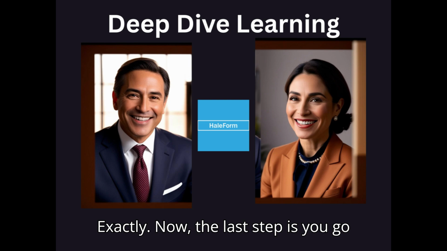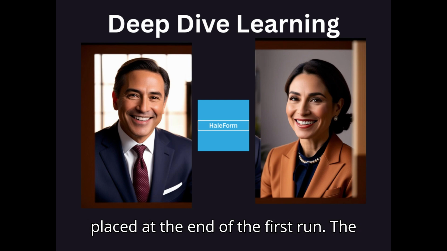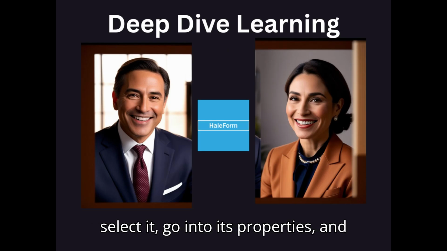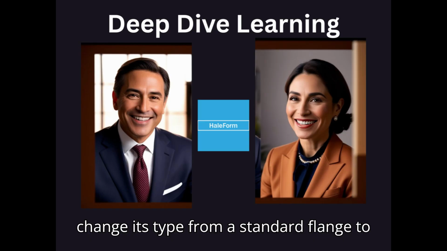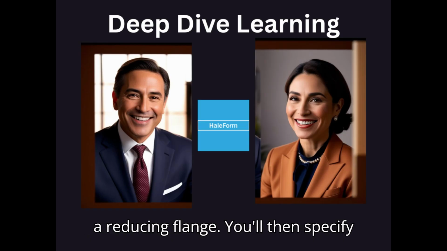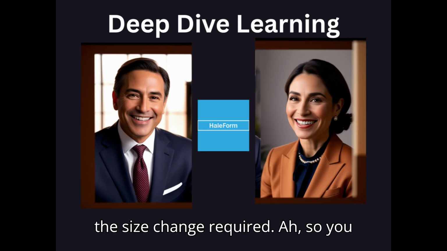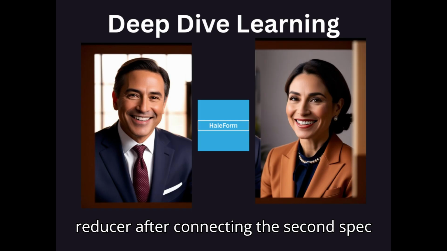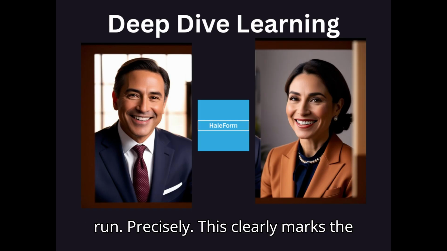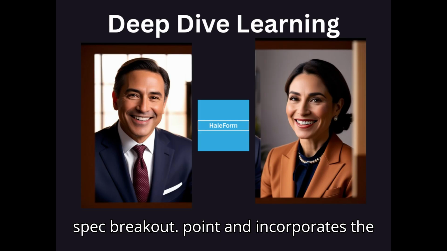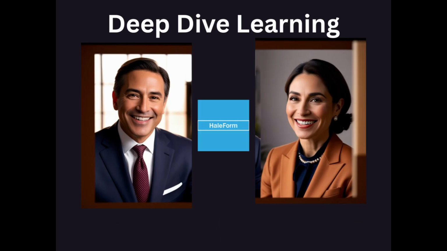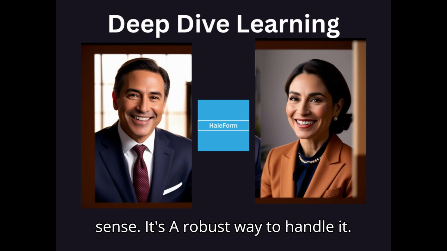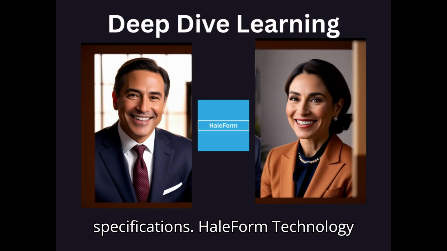Exactly. Now, the last step is you go back and select the original flange you placed at the end of the first run. The one connecting the 2 runs. Yes. You select it, go into its properties, and change its type from a standard flange to a reducing flange. You'll then specify the size change required. So you convert the standard flange into the reducer after connecting the second spec run. Precisely. This clearly marks the spec breakpoint and incorporates the size reduction all in one fitting, maintaining the connection between the 2 specifications. That makes logical sense. It's a robust way to handle it. And again, this touches on specifications.